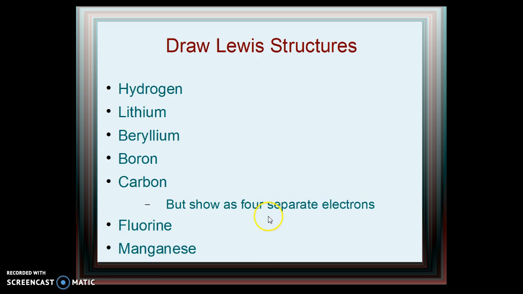With fluorine, we would draw an F, and then it's got 7 valence electrons. So we draw 1, 2, 3, 4, 5, 6, 7. There would be only a single unpaired electron, giving it an odd number of valence electrons.